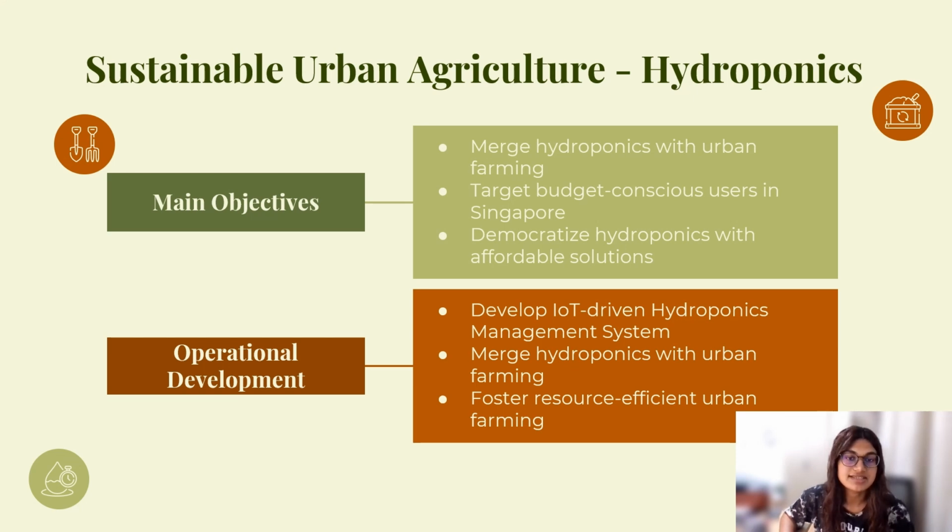Our main focus was on sustainable urban agriculture, specifically on hydroponics. For our main objectives, we aim to democratize hydroponics, making it accessible to budget-conscious users in Singapore. By providing affordable solutions, we envision a future where hydroponics is not just a niche practice, but a mainstream method of farming in urban environments. To achieve this, we developed an IoT-driven hydroponics management system. This system will not only merge hydroponics with urban farming, but also foster resource-efficient practices, ensuring that our urban agriculture is sustainable for the long term.